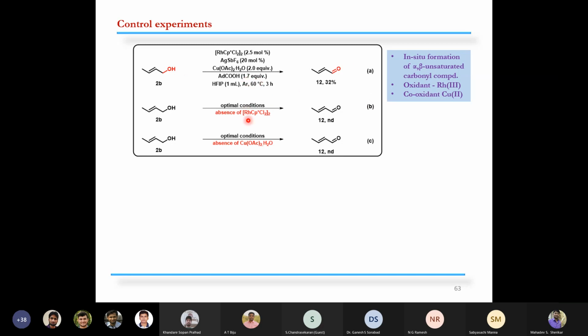We repeated the same reaction in the absence of rhodium, and we found no formation of the corresponding crotonaldehyde. That means rhodium is responsible for the conversion of the allyl alcohol to the corresponding aldehyde. Again, we repeated one reaction in the absence of copper but in the presence of rhodium. In that case also, we did not get any of the corresponding aldehyde. So from these three controls, we can say that the alcohol undergoes formation of the alpha beta unsaturated carbonyl compound, where the rhodium catalyst is acting as an oxidant and copper is acting as a co-oxidant, which helps to regenerate the rhodium catalyst.